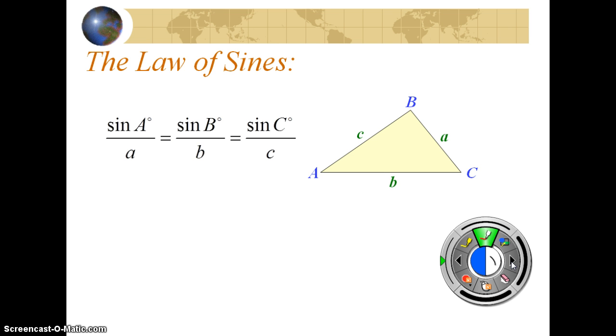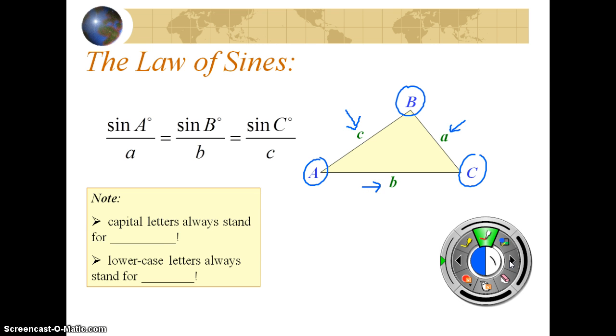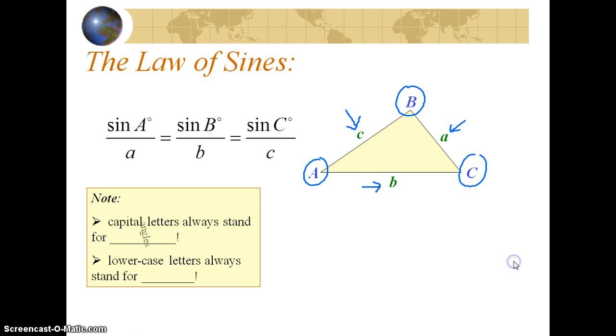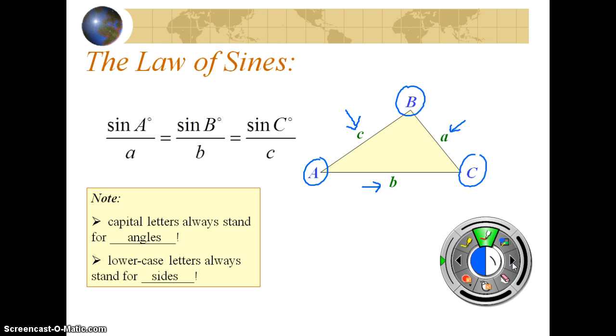Capital A, B, and C are representing the angles. Then the lowercase letters are representing the sides across from those angles. So angle A is across from side A, angle C is across from side C, and angle B is across from side B. Capital letters are always going to stand for angles, and lowercase letters are always going to stand for sides.